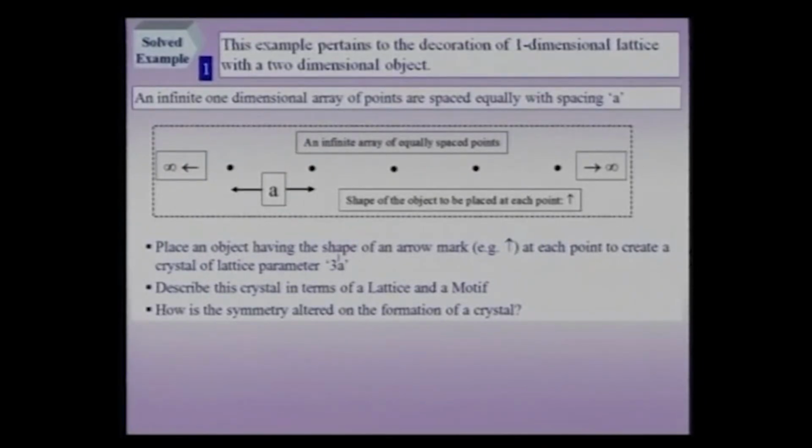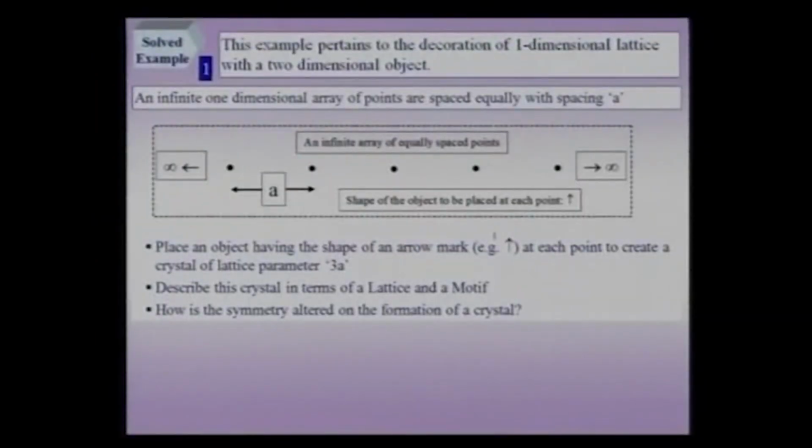So let me re-emphasize the first question: I want to place an object in the shape of an arrow mark. So far I am calling it an object or an entity, I am not calling it a motif, and it will become clear when I do the example why I cannot do this if I call this a motif. Okay. So I have an arrow shaped object and I want to make a crystal of lattice parameter 3A.